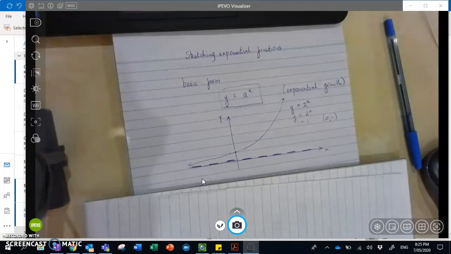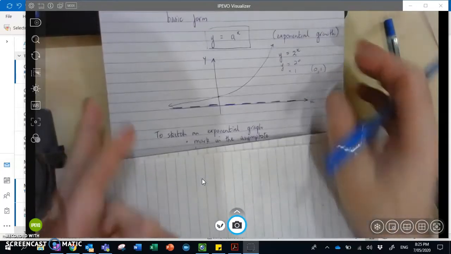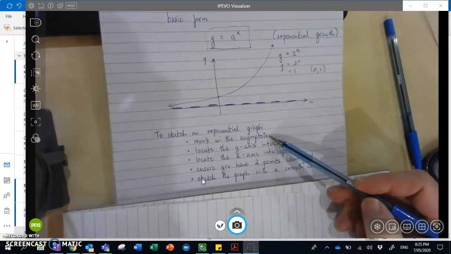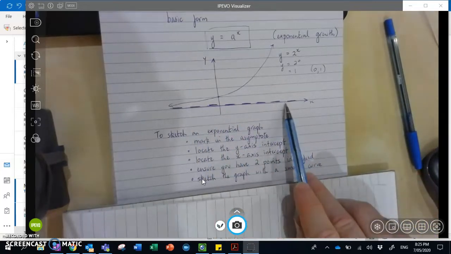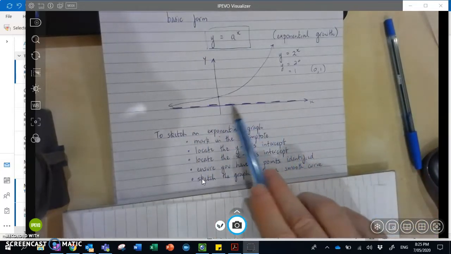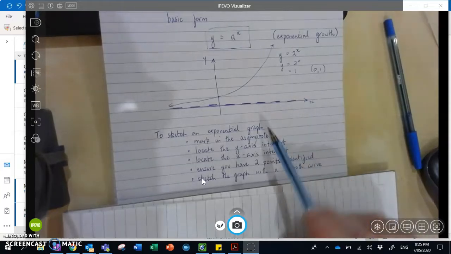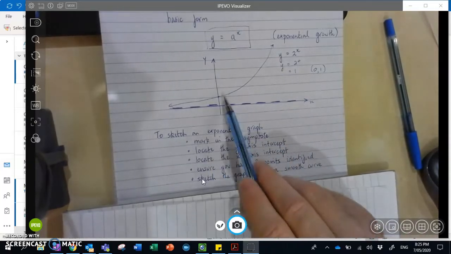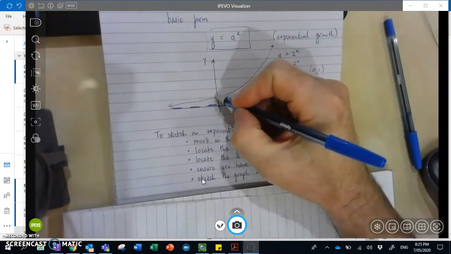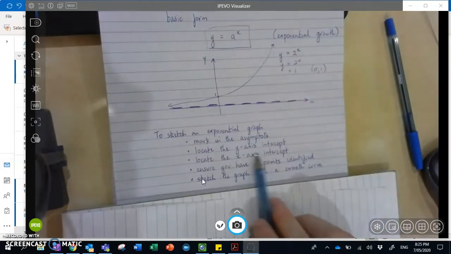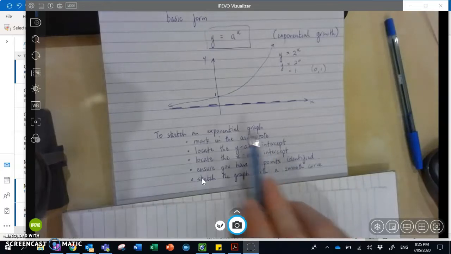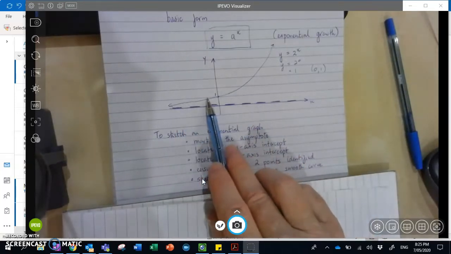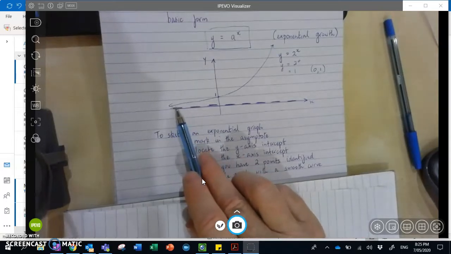Now just a few things, and I've noted them here. As you sketch an exponential graph, you do need to mark in the asymptote and locate it. It is a horizontal line in an exponential graph, typically situated along the x-axis. Later on we'll see where and how that shifts. You locate the y-axis intercept, which we've done already, and we mark it in. So I'll place that at 1. And then you locate any x-axis intercepts. Now already I've said to you that this asymptote means that there will be no opportunity for the graph to actually touch the x-axis.